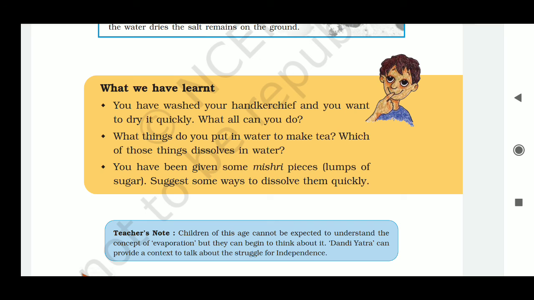In order to dissolve it quickly, first you have to crush it into fine powder, so that it dissolves quickly in water, followed by warming, followed by applying heat. So by increasing temperature, solubility can be increased.